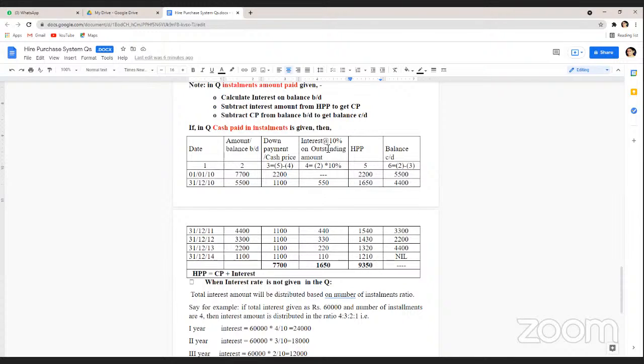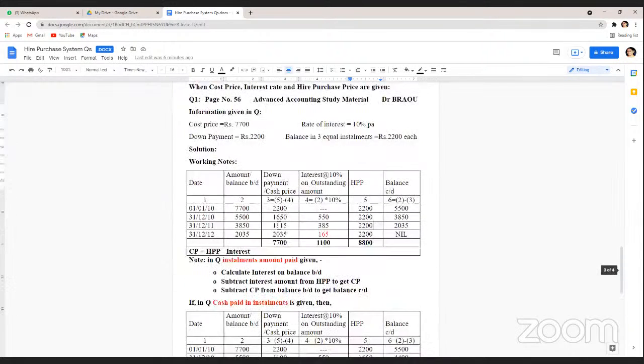Anyway, interest and both the methods keep changes, but hire purchase price changes when cash price is paid in the installments given. These are the points to be noted while doing the hire purchase system. Once you observe keenly and note down these 2 points while starting to solve your problem, you will be able to do it with ease.